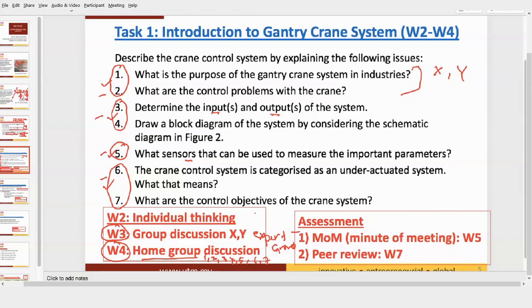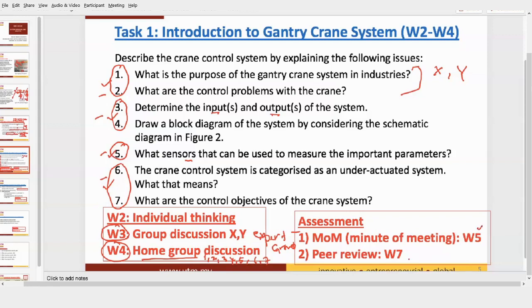So we simply do this: now you just think about whatever your case, your problems, and then join the group discussion, whether you are group X or group Y, and then we assign you your home group. During the home group, you should have a complete answer for question 1 until question 7. After that, you can exchange the information with your groups, and finally you write a minute of meeting.